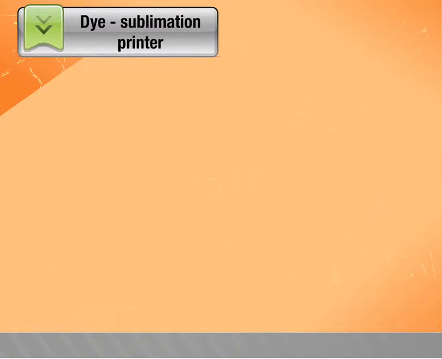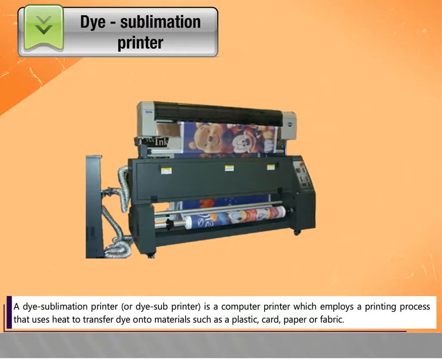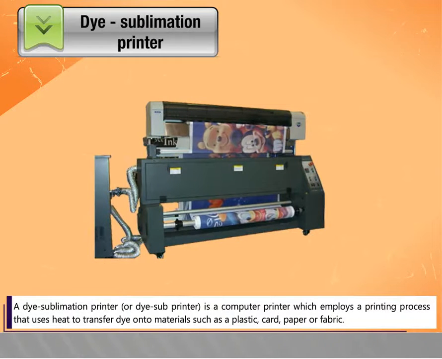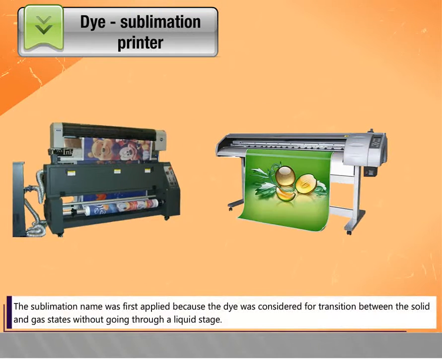Dye sublimation printer. A dye sublimation printer or dye sub printer is a computer printer which employs a printing process that uses heat to transfer dye onto materials such as plastic, card, paper or fabric. The sublimation name was first applied because the dye was considered to transition between the solid and gas states without going through a liquid stage.